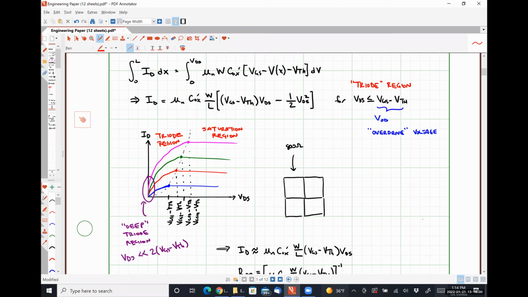What's the region of operation where the collector current is independent of, gosh, which voltage is it? VCB. Forward active, right. So the saturation region is analogous to the forward active region.